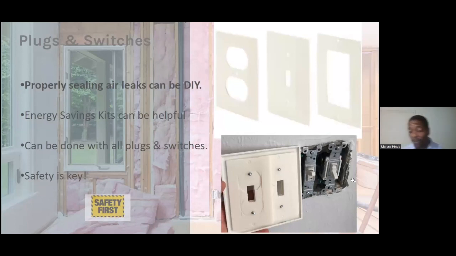Now, another problematic area, believe it or not, with your home can actually be your plugs and your switches. If you remember, I mentioned before that in some homes a lot of air or wind can actually get into the wall itself. And if it's getting into the wall, there's no other way for it to get into the home than through your switches. Just for safety's sake, kill the electricity first and then go from there.